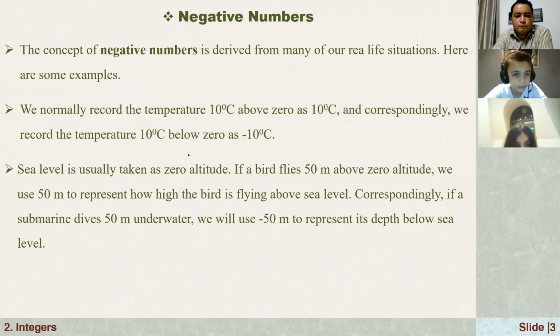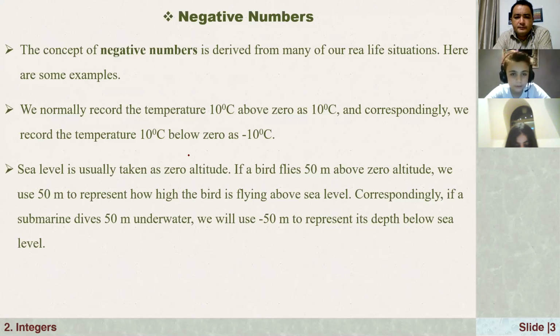The concept of negative numbers is divided. Mr. Kazim, do you hear me or no? You're lagging. I'm gonna join from phone. Okay.